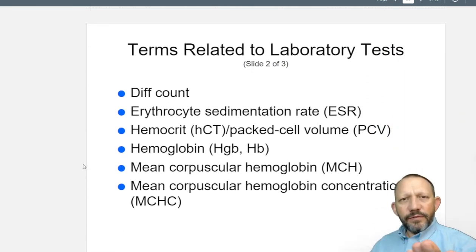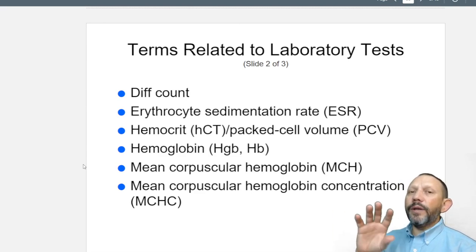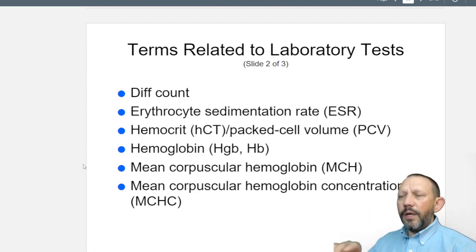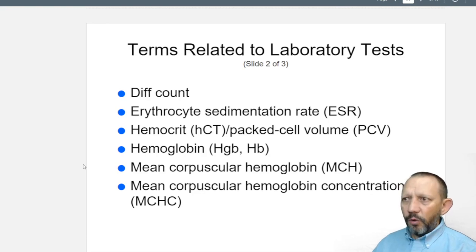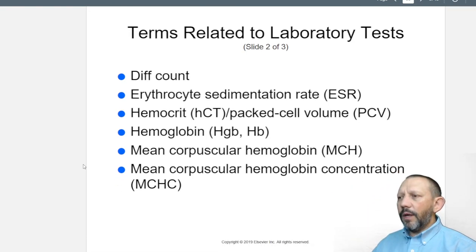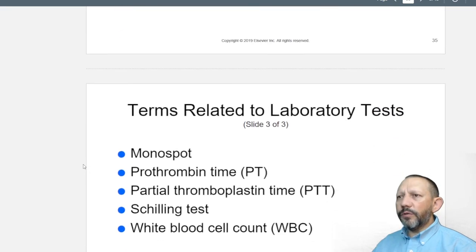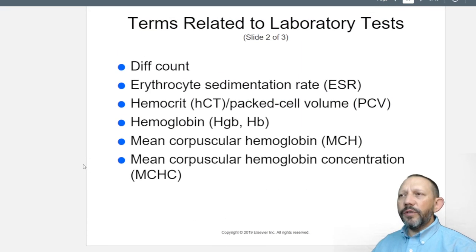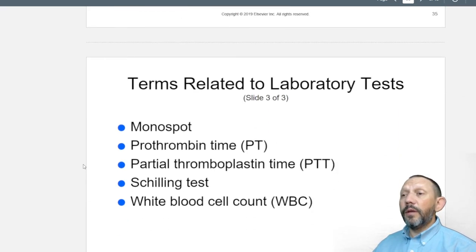Terms related to laboratory tests: differential count. What are the different kinds of cells you have in there? ESR, erythrocyte sedimentation rate, hematocrit. So you have hematocrit and hemoglobin. Those are two different things we like to measure. Mean corpuscular hemoglobin is per blood cell, okay? And hemoglobin concentration, so MCHC. These are typical terms for complete blood count blood tests.